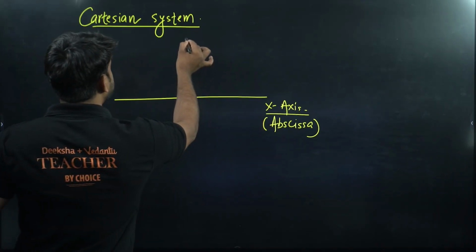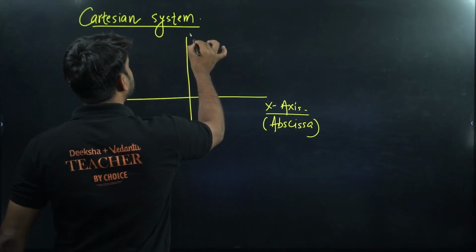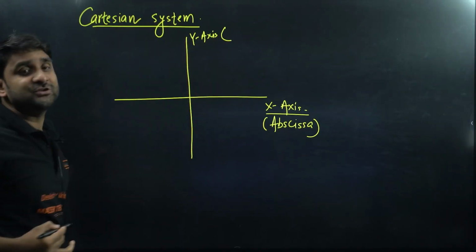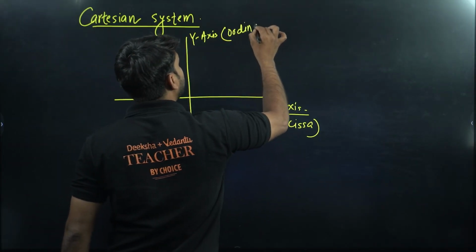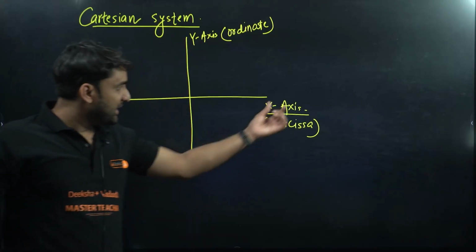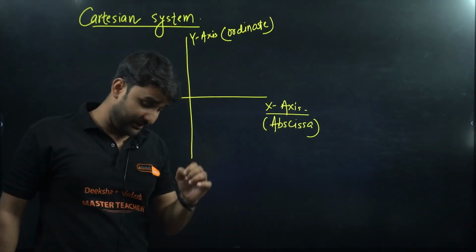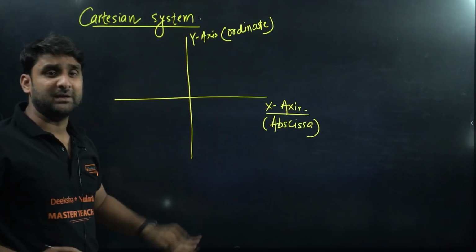One more line is there, which is vertical, and this line is called the y-axis. In the Cartesian system, this y-axis has another name, ordinate. I hope this is clear to you. The x-axis is also known as abscissa and the y-axis is also called ordinate. My dear champion, the horizontal line is the x-axis, the vertical line is the y-axis.